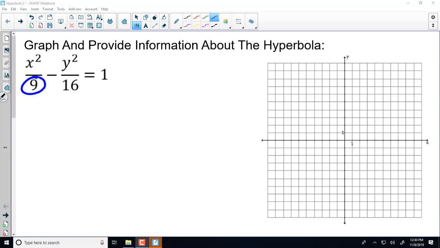So we've got a 9 underneath the x squared and a 16 under the y squared. We also notice that the x squared is first. It's the positive term and the y squared is second. It has the negative in front of it. So this hyperbola is going to open like this.